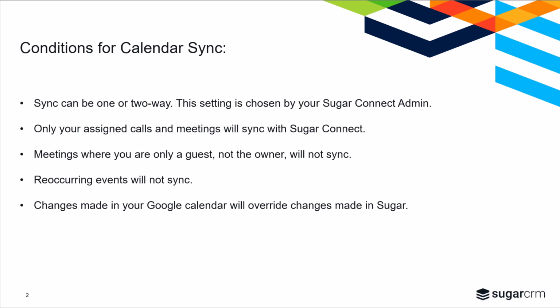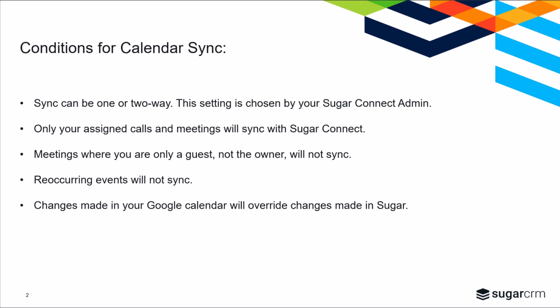Only the calls and meetings that are assigned to you in Sugar will be synced to your external calendar. Sugar calls and meetings for which you're a guest but not the assigned user will not sync to your calendar. Reoccurring events that were created or accepted in your external calendar will not sync to Sugar. In the case of a conflict between synced events, the external calendar's changes will win over changes made in Sugar. Sugar calls, meetings, and tasks will become calendar events in your Google Calendar.